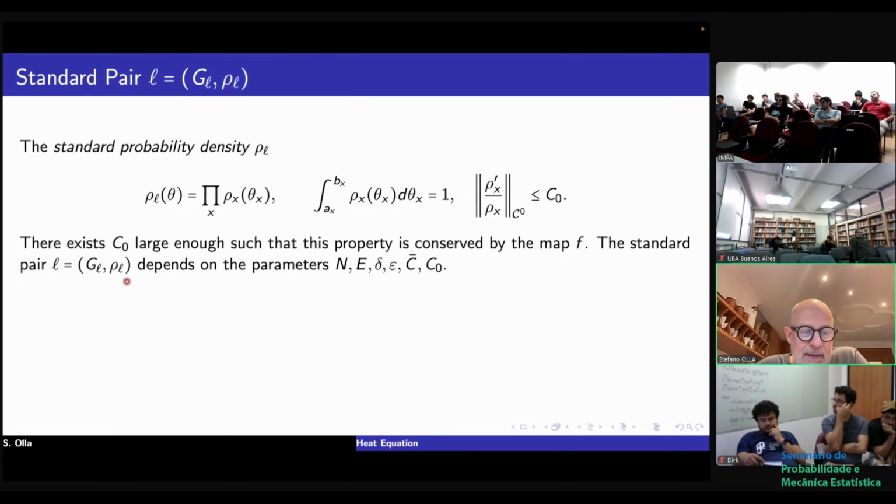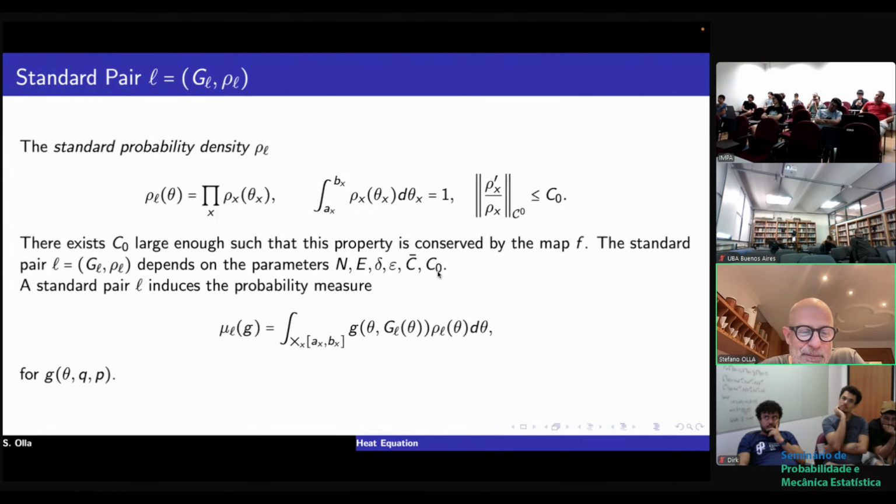The standard pair is the couple of this function G, which to the angle associates a configuration, and these probability densities, rho. So it depends on all these parameters. There is n, the number of particles, there is the total energy, there is delta, the maximum support of the intervals, there is the parameter epsilon, C bar, C0, there are all these maps here.